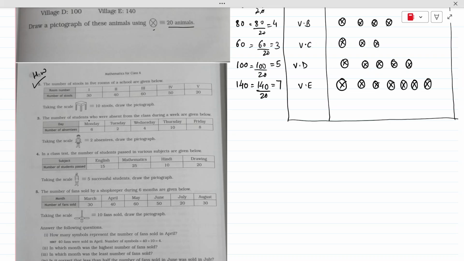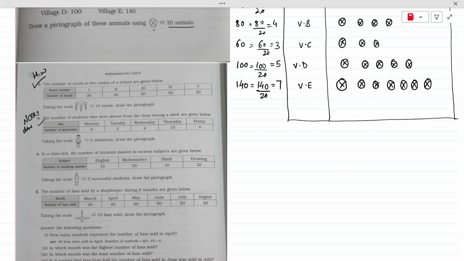Here the number of students who were absent from the class during the week are given as below. Kids, this question we have already done in our NCERT. So I'm also skipping this question. This is an NCERT question already done.